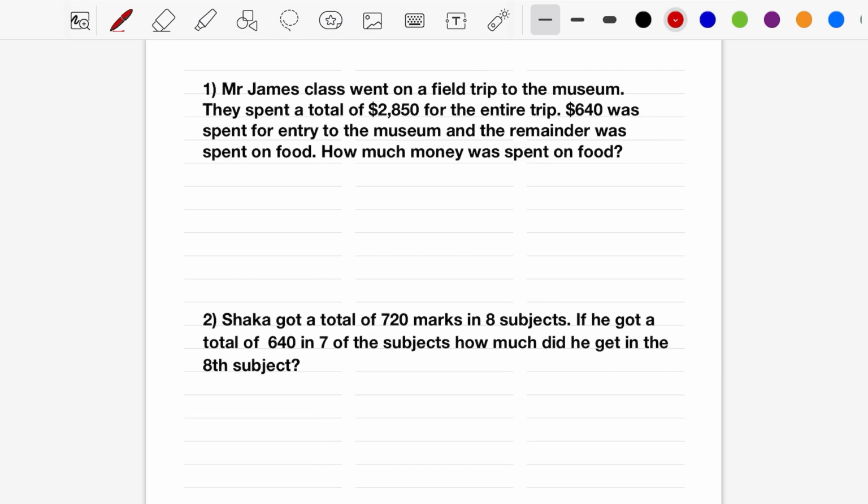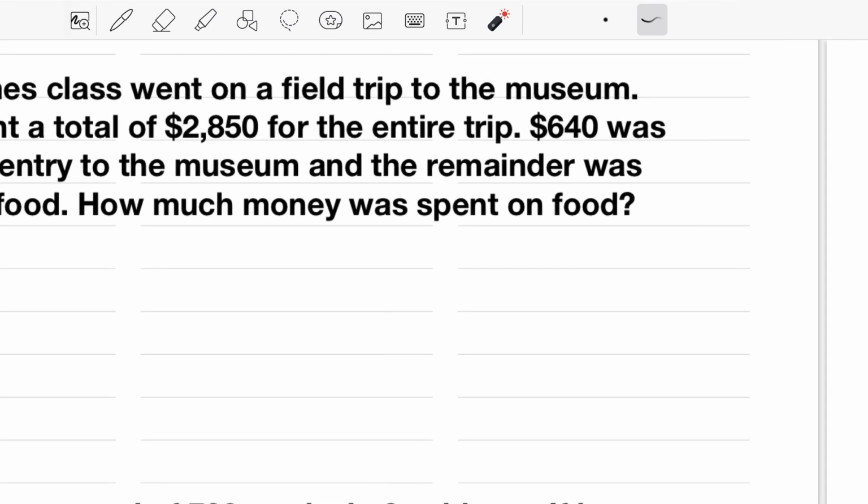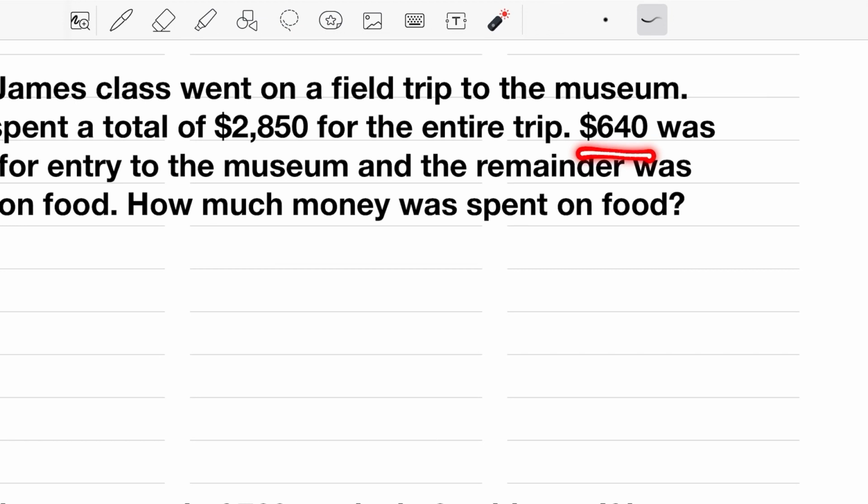Okay, so the keyword here will be remainder. The remainder was spent on food. So we must take away $640 from $2,850.